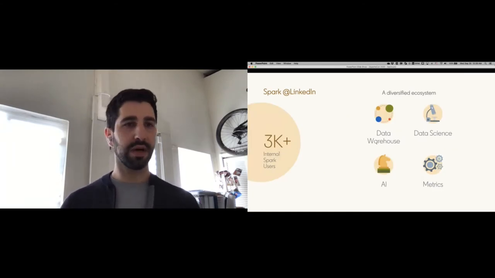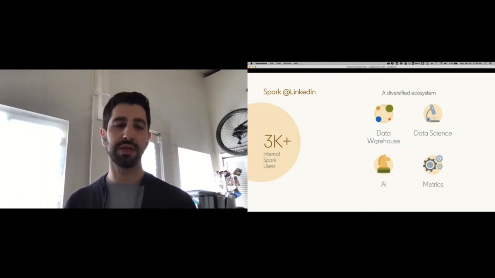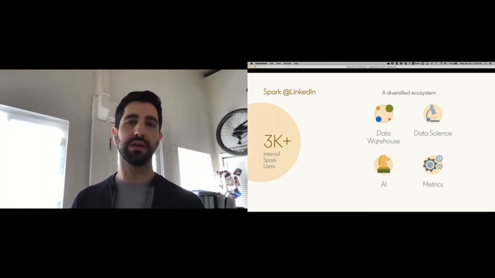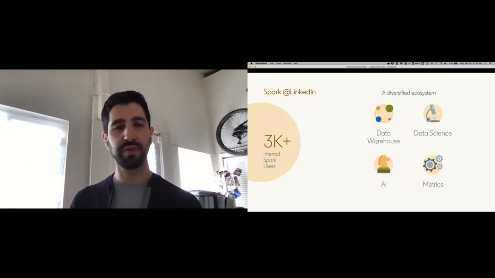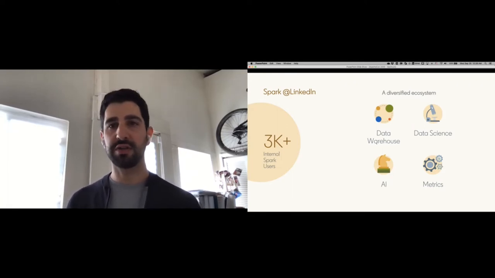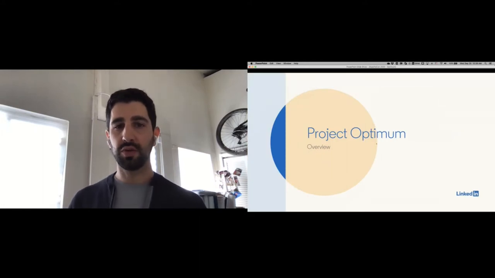A little bit more about Spark at LinkedIn. We have about 3,000 internal Spark users. It's a pretty massive amount of people that we need to support. And this is where we want to provide self-serving tools for users to be able to debug and improve performance on their own and address inefficiencies in their jobs. We have a very diversified ecosystem for those Spark users. Some of them are dealing with metrics, AI, machine learning models, and the traditional data science and data warehouse, business intelligence, and so on.